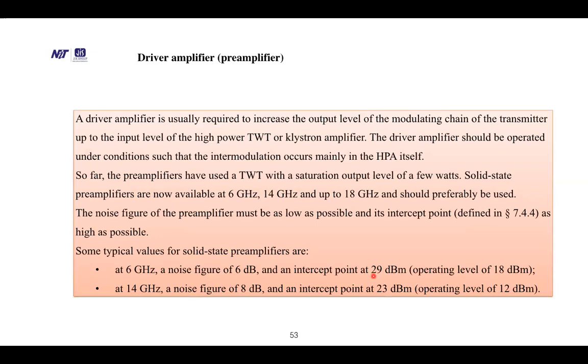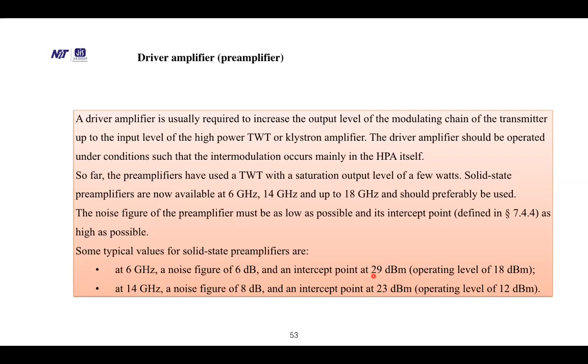Driver amplifier or pre-amplifier. A driver amplifier is usually required to increase the output level of the modulating chain of the transmitter up to the input level of the high power TWT or klystron amplifier. The driver amplifier should be operated under conditions such that the intermodulation occurs mainly in the HPA itself. So far, the preamplifiers have used a TWT with a saturation output level of a few watts. Solid state preamplifiers are now available at 6 GHz, 14 GHz and up to 18 GHz, and should preferably be used.